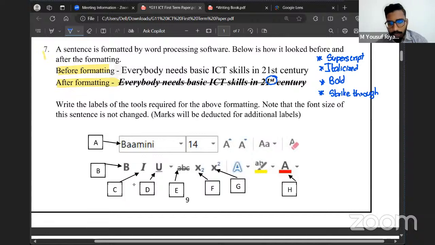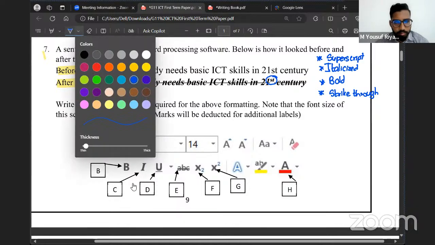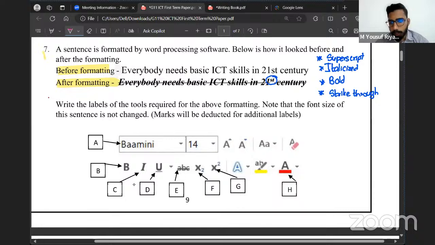Look at the tools that are labeled from A to H and tell me, to do superscript, what is the tool we need? Which letter? Exactly. To do superscript, we need the tool G. And to italicize a text, what is the tool we need? Exactly. To italicize a text, we need tool C. To bold a text, we need the tool B. To strike through a text, what is the tool we need? Exactly. We need the tool E.